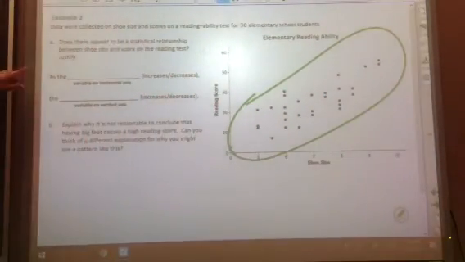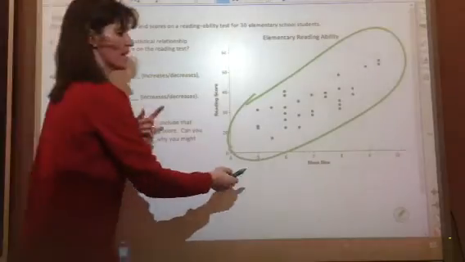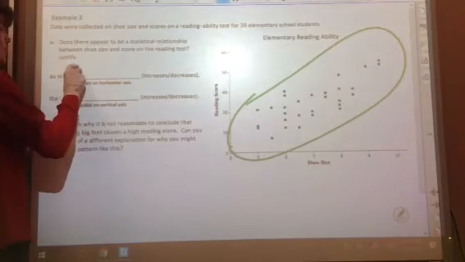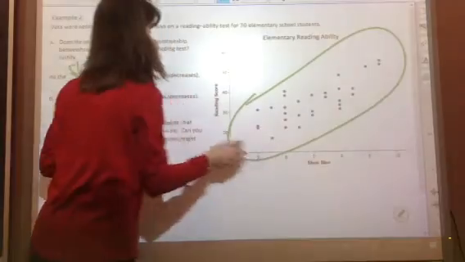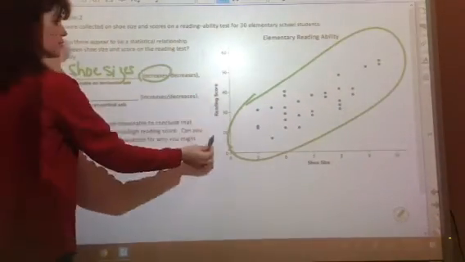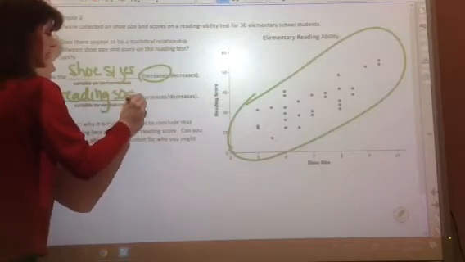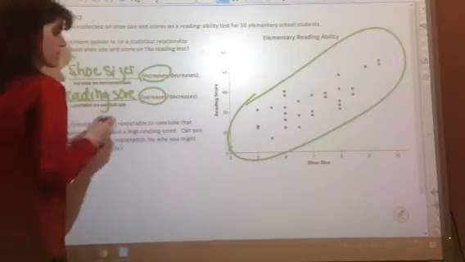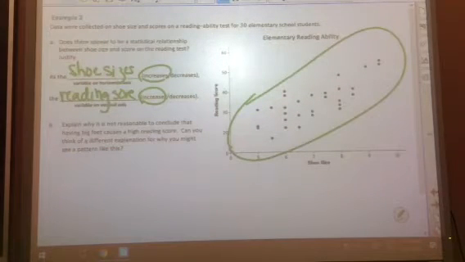And what do we notice? And I've given you a little prompt to kind of help you. As the shoe size, so this is the variable on the horizontal axis, that's our independent variable. This would be our dependent. So as the shoe size increases, because it's going up in number, the reading score also goes up, so that one increases. So as the shoe size increases, the reading score increases.